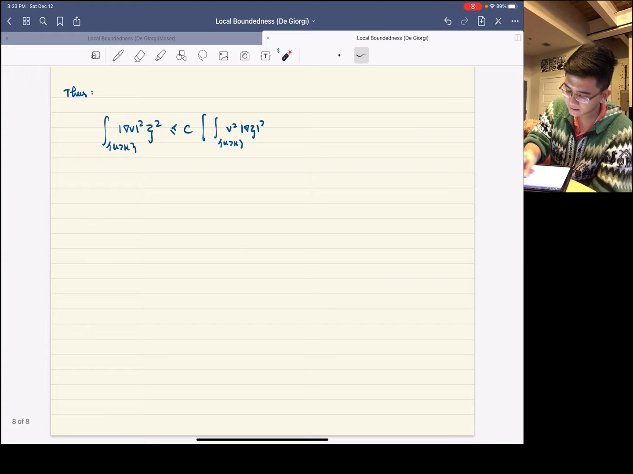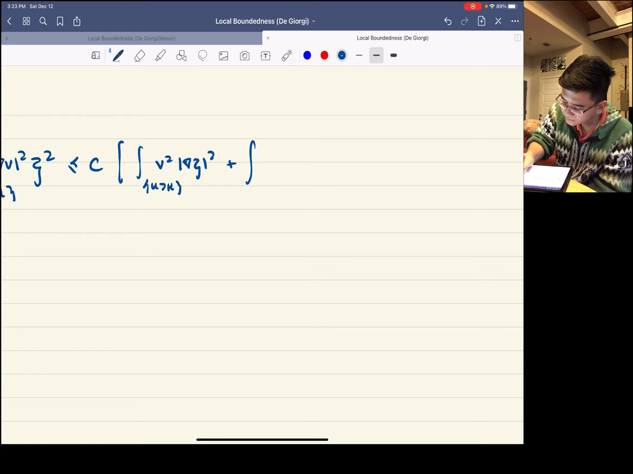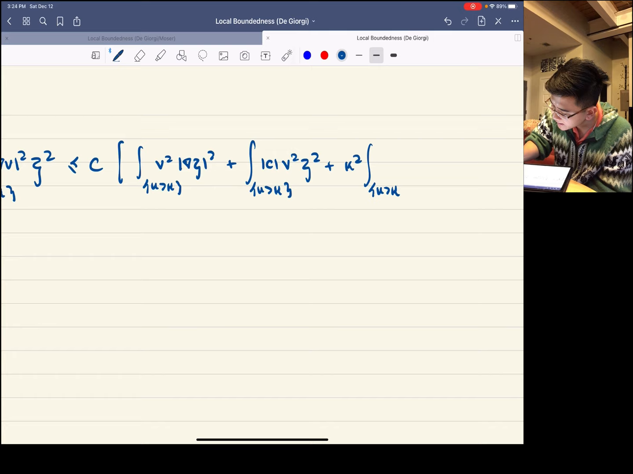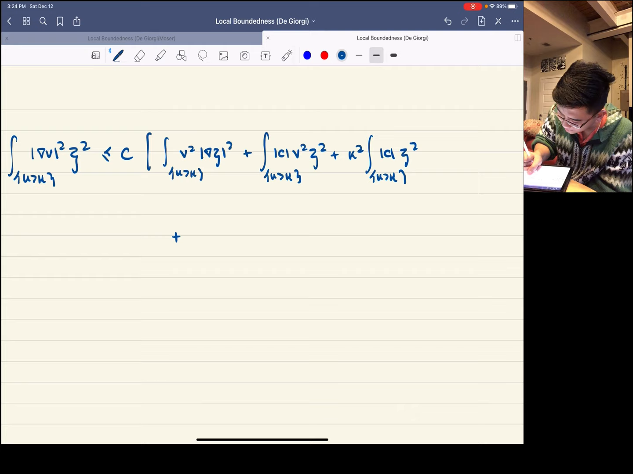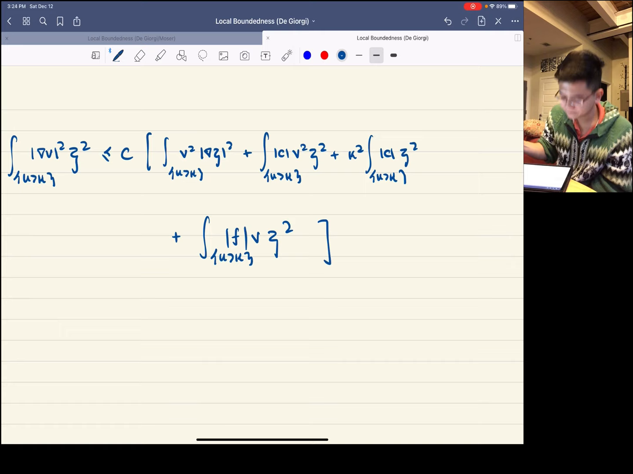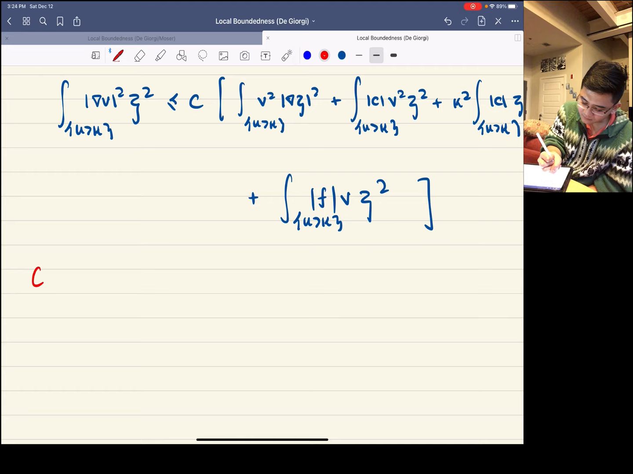Plus the other terms. And what are those? I have the integral over u greater than k of c v squared zeta squared, plus k squared over u greater than k of c zeta squared, plus the integral over u greater than k of f v zeta squared. Okay, and I think this is what you call a Caccioppoli estimate. I always spell it wrong.